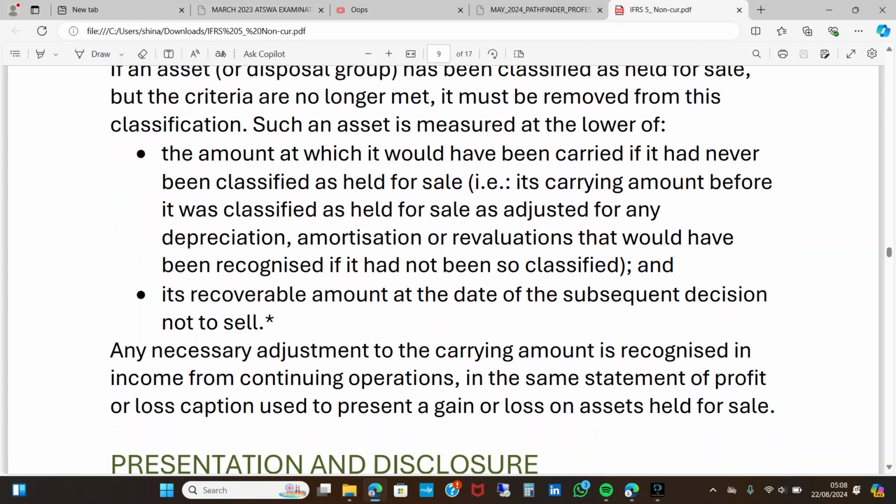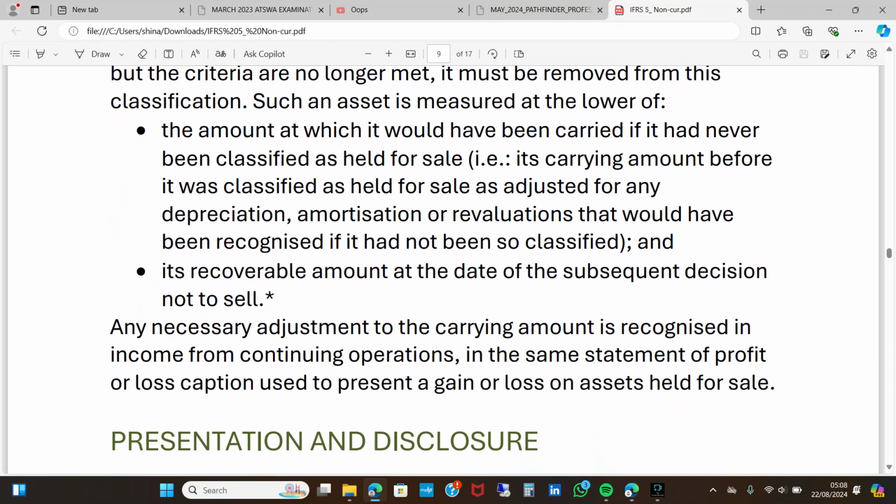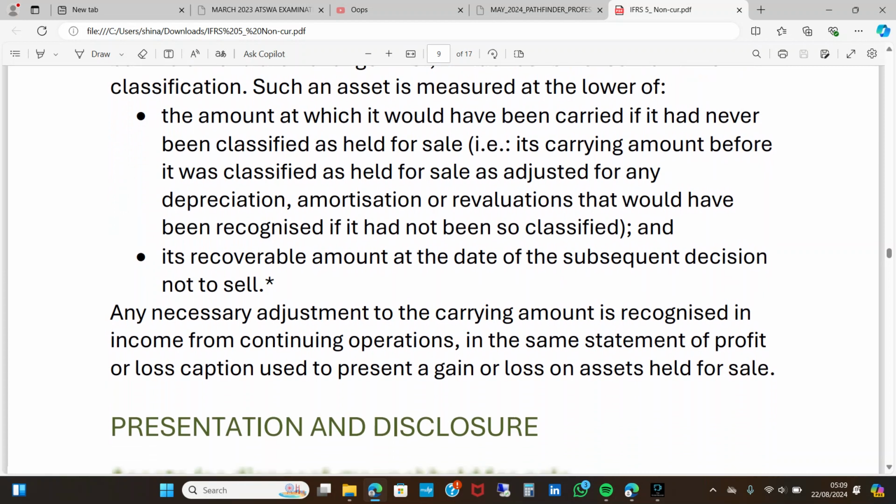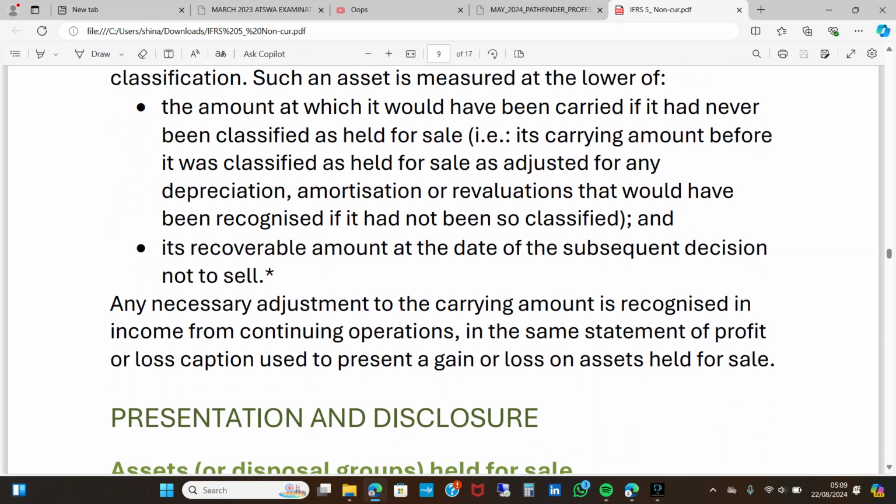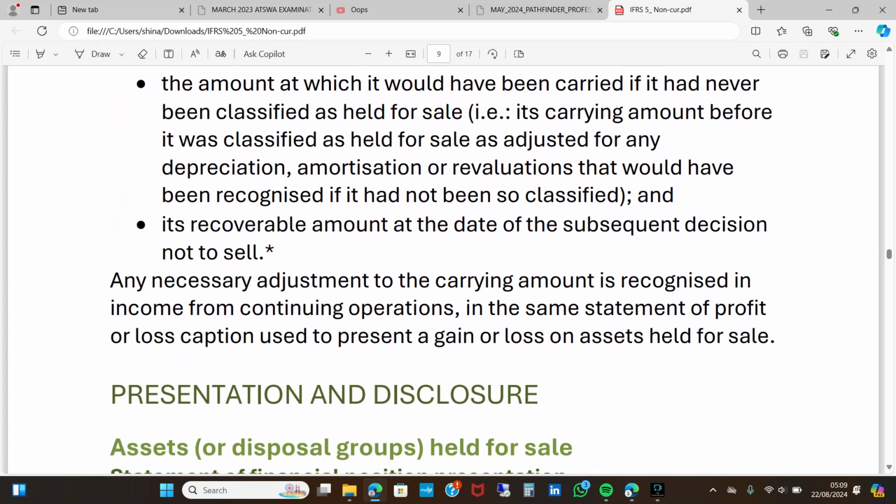Normal non-current assets. Now, such an asset is measured at the lower of one, the amount at which it had been carried if it had never been classified as what? Held for sale. So what would we have carried the asset at? That is cost minus accumulated depreciation. So we treat the asset the way we should normally have treated it if we had not classified it as held for sale. Then also compare that to the recoverable amount at the date of the subsequent decision not to sell.